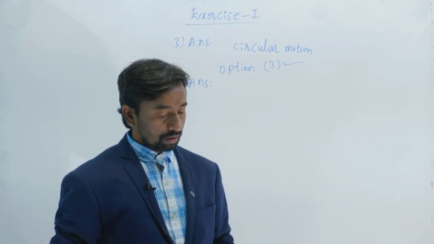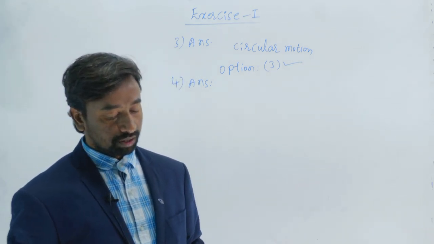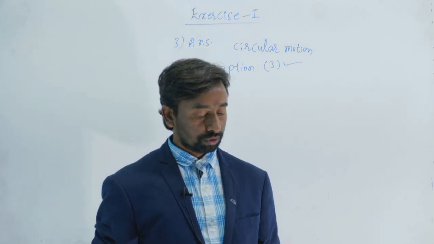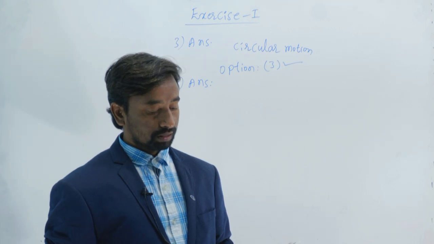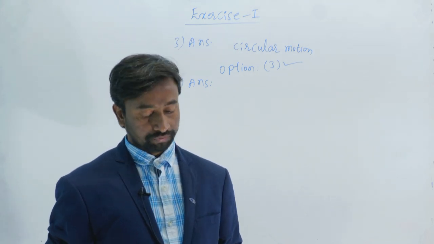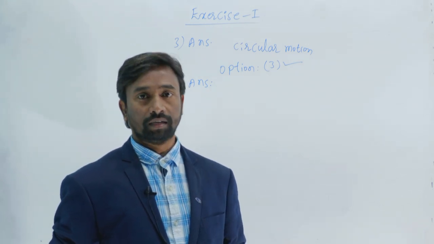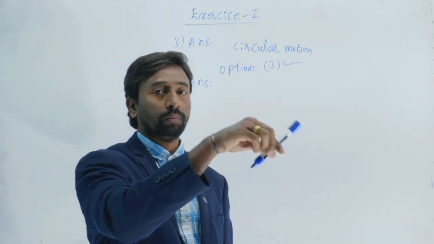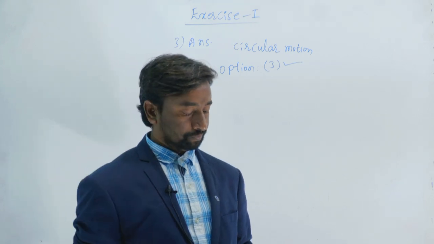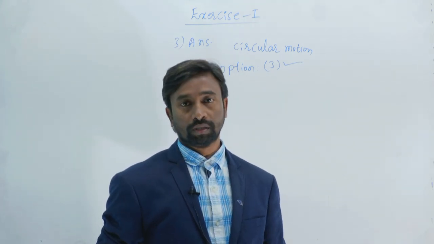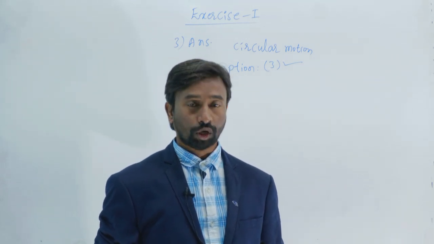Now the fourth one: an object is said to be in dash motion if it moves from one position to another position along a straight line in one direction only. Suppose an object is moving from one place to another along a straight line, what is that motion said to be? It may be translatory motion, or it is also said to be rectilinear motion. Here the options are given.